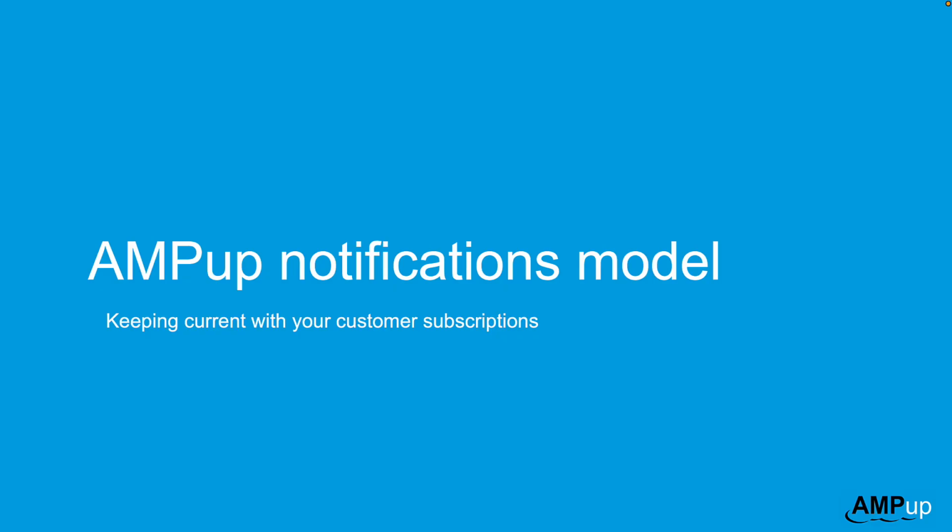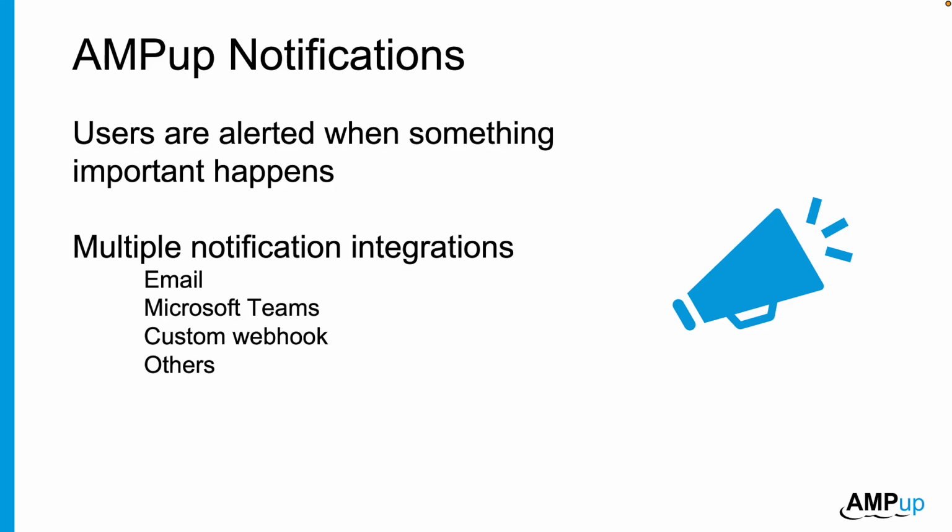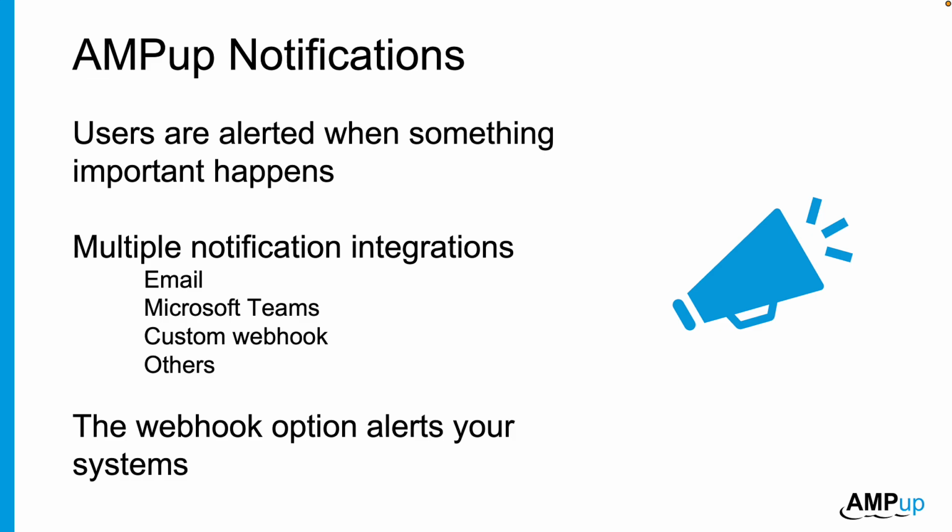Before configuring your webhook to receive updates from AMPup, it is first important to understand what notifications are inside the AMPup platform. Let's take a look at that. When important things happen with your customers, AMPup proactively lets you know about it. There are multiple notification integrations, and these are channels of communication for notifications. Here are just a few. And note that custom webhook is one. That's our focus. Most notification integrations are for directly alerting people to important events. The webhook integration is different because it keeps your backend systems up to date.